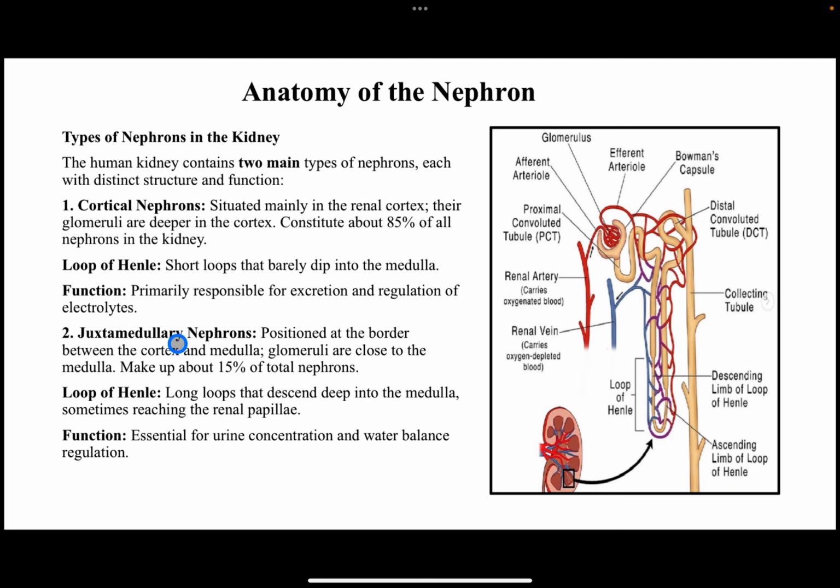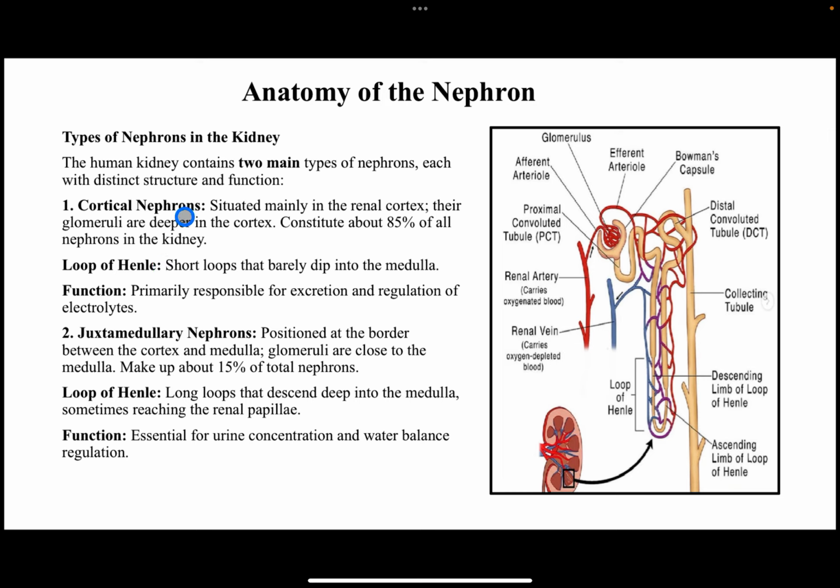Then we have the juxtamedullary nephrons. These are nephrons that have a greater portion of their tubules or loops within the medulla. So we have two main types of nephrons. In fact, looking at all the nephrons in the kidney, about 85% are cortical nephrons, and about 15% are juxtamedullary nephrons. That tells you that cortical nephrons actually dominate.